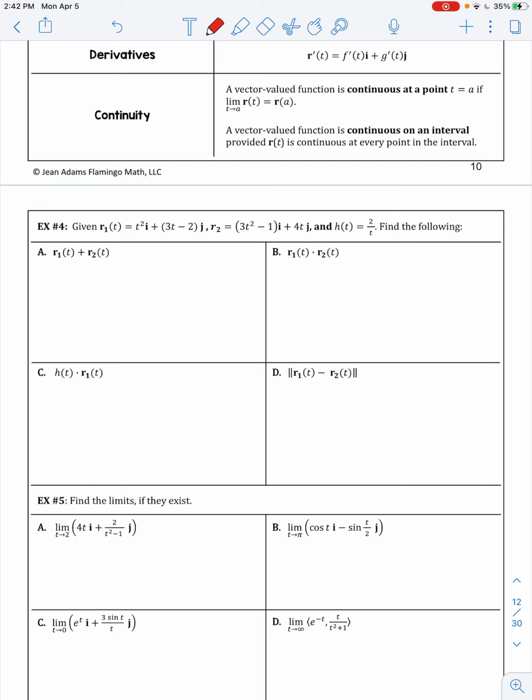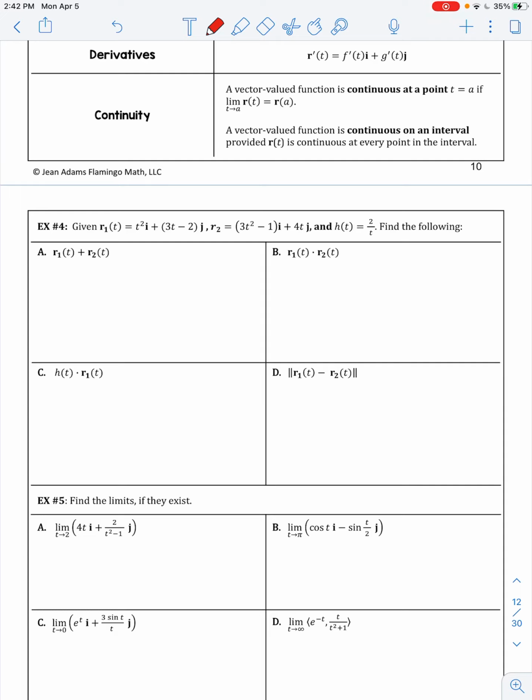It gives us a scenario that my first vector-valued function is t squared i plus 3t minus 2 j. And my second vector-valued function is 3t squared minus 1 i plus 4t j. And then I also have just a regular h of t equals 2 over t function, okay? So find the following. They want us to find r1 of t plus r2 of t.